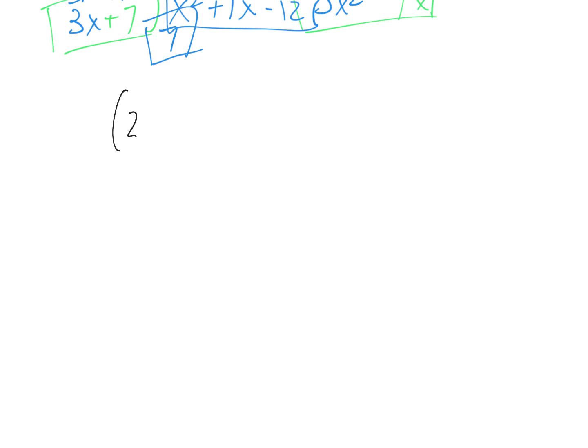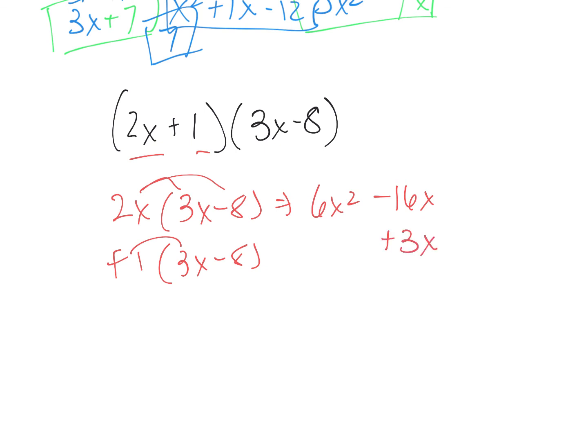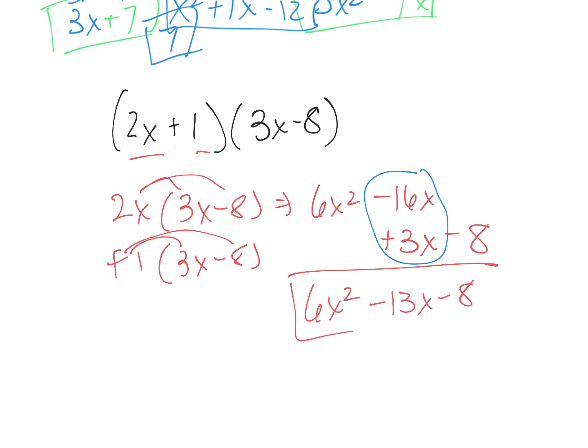Okay, so let's look at another example. So let's do 2x plus 1 times 3x minus 8. So we're going to take our first term, 2x, and 3x minus 8. Take our second term plus 1, and we're going to do 3x minus 8. We're going to distribute. So we get 6x squared minus 16x. And then we're going to have our 1 times our 3x, so we get 3x. And then 1 times negative 8, so we get negative 8. Combine like terms. So we have 6x squared. Notice our negative 16x and our 3x can combine, so we get negative 13x minus 8, and that is our answer.